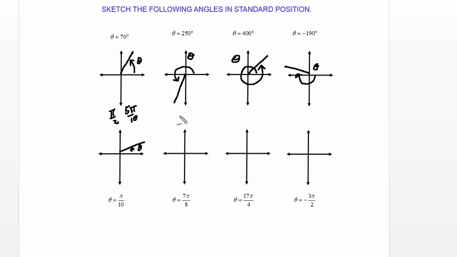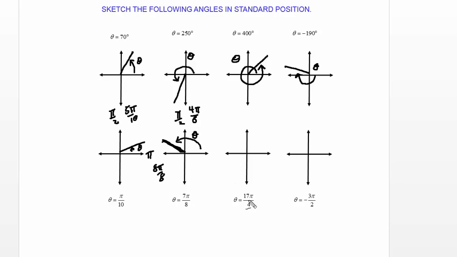7 pi over 8. Think about this one. Pi over 2 in terms of 8 would be 4 pi over 8. Okay, pi would be 8 pi over 8. So 7 pi over 8, if you're thinking about breaking this up into eighths, would be pretty much closer, I would think, to 8 pi over 8. Maybe not exactly right there, but again, getting a feel for it, close enough here.